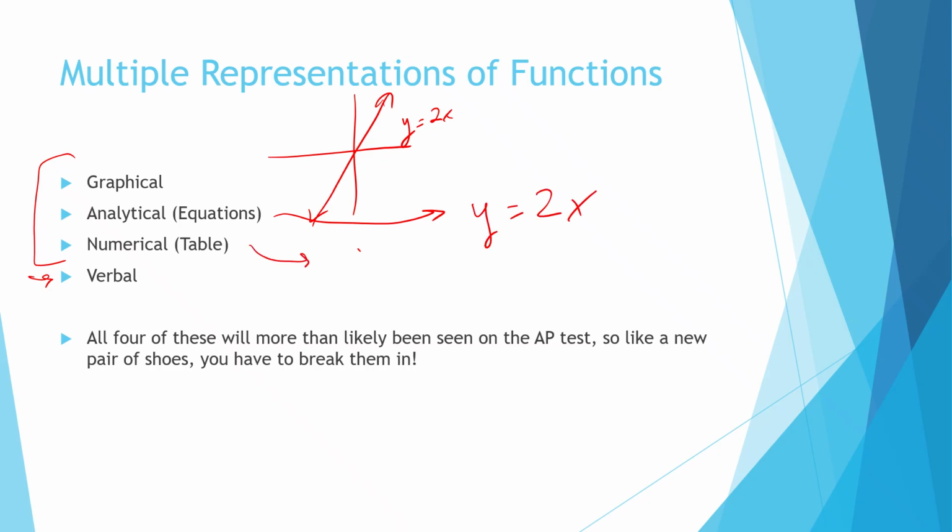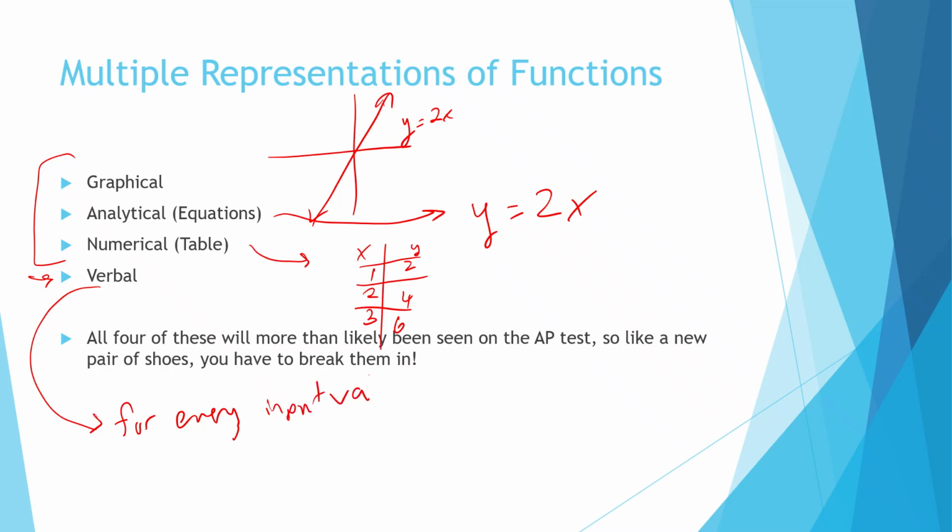Numerical would be a table. That is, if we have x and y values in a table, 1, 2, 3 and 2, 4, 6. That's the same equation just in table form. And then the last one is verbal. And this one's a little bit weird. You may see this from time to time, but not nearly as often as the other 3. What this would look like is if I said for every input value, the output is doubled.